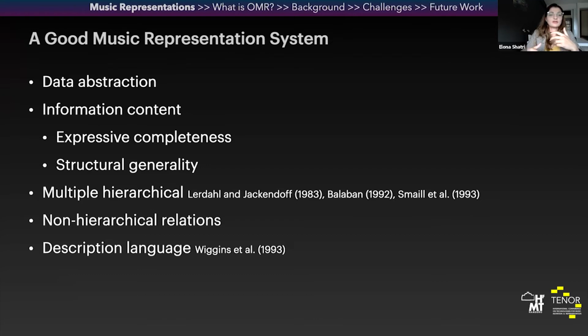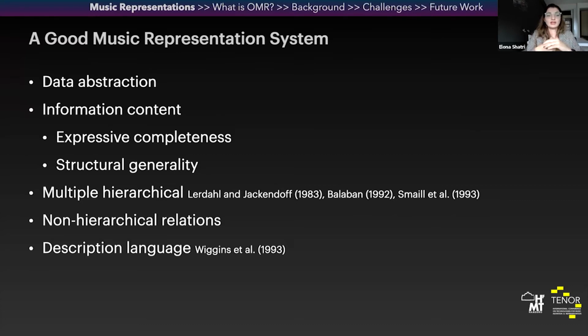Information begins in a paper published in 2014, if I remember right. He mentions several points or characteristics of a good music representation system. I will present some of them, not all of them. We'll present what we think is relevant to OMR.